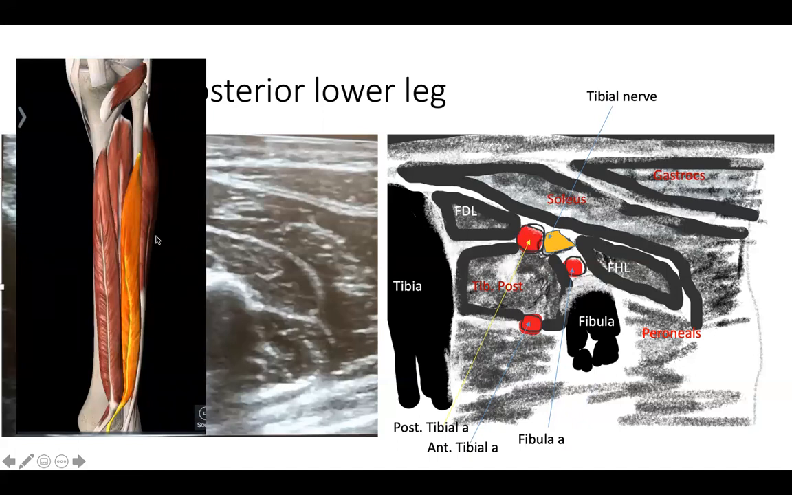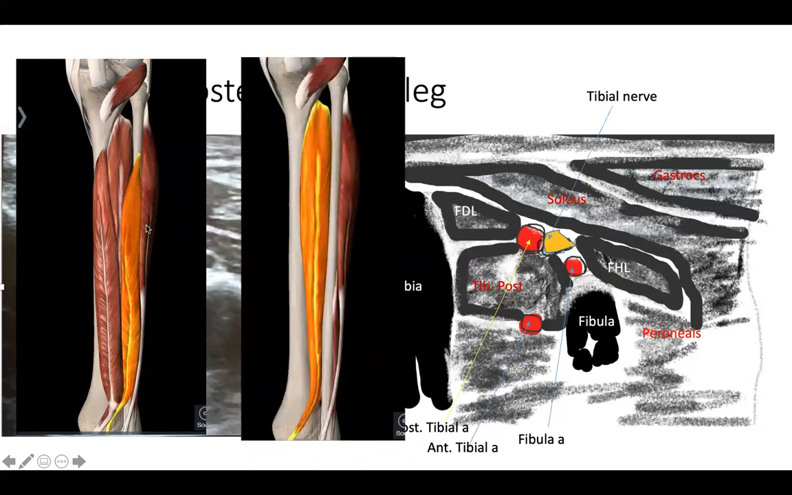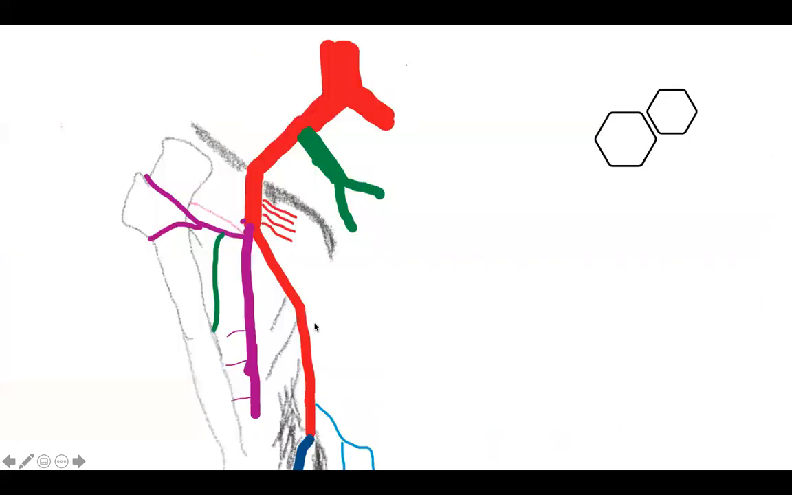And then just to make sure: this is the posterior tibialis, flexor digitorum longus, flexor hallucis longus. In between the two muscles, underneath, is the posterior tibialis, just like this. Flexor digitorum longus, flexor hallucis longus. And this is the tibialis posterior. If we remove these two muscles, only in between the tibia and fibula is the posterior tibialis muscle. Okay. This is the artery. I just drew the cartoon. I hope that you guys understand.